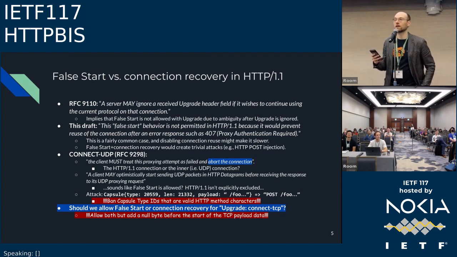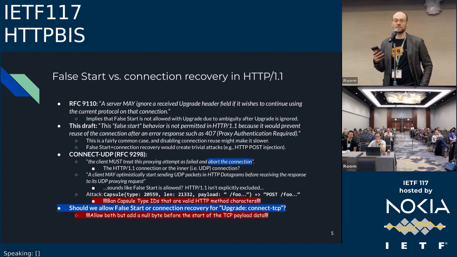So I wanted to highlight exactly Kazuho's point here, which is that this is all well and good in HTTP/2 and HTTP/3. In HTTP/1.1, this gets a little weird because according to RFC 9110, the server is allowed to say, no, thank you, I don't want to upgrade. In which case, the bytes that follow continue to be HTTP/1.1 rather than whatever the upgrade protocol is, which to me strongly implies, although it's not quite explicit, that you're not allowed to do this kind of optimistic transmission in HTTP/1.1 with upgrade. And so that's what this draft currently says. It says, thou shalt not.